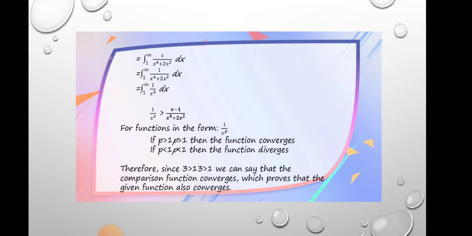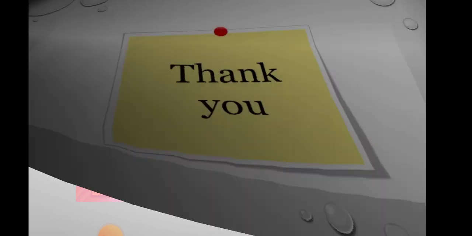So, for the function in the form 1 over x raised to p, if p is greater than 1, then the function converges. If p is less than 1, then the function diverges. Therefore, since the exponent is greater than 1, we can say that the comparison function converges, which proves that the given function also converges. And that's it.